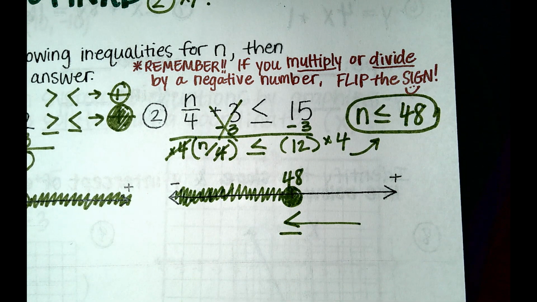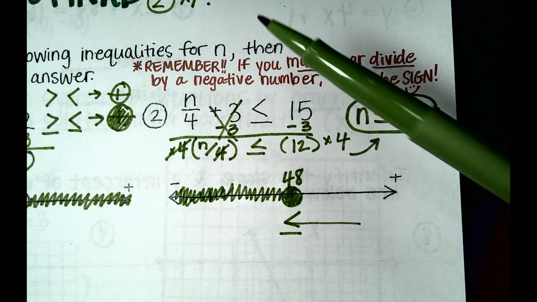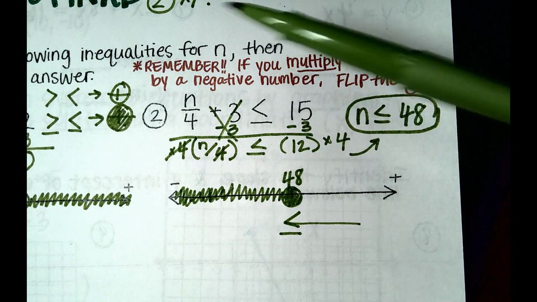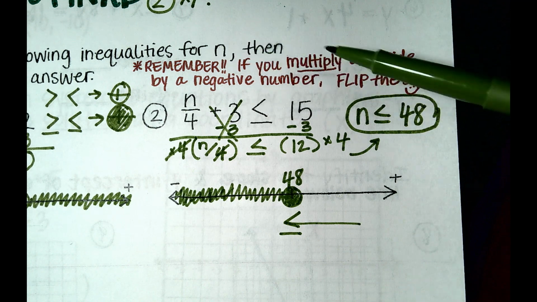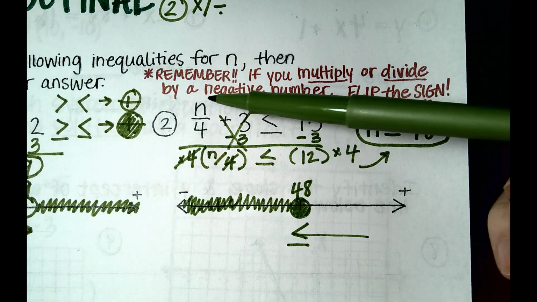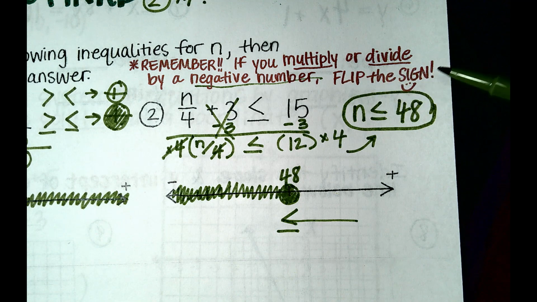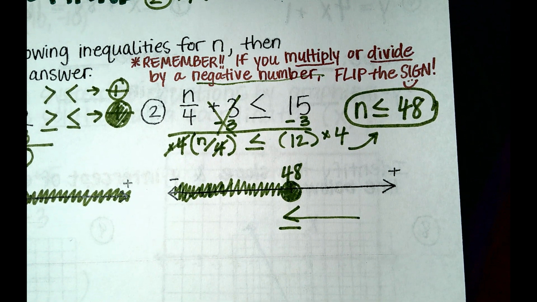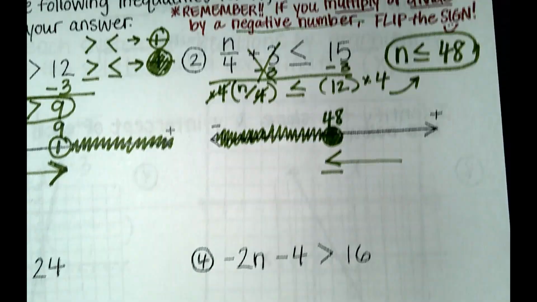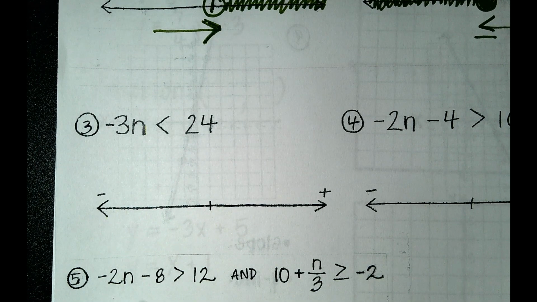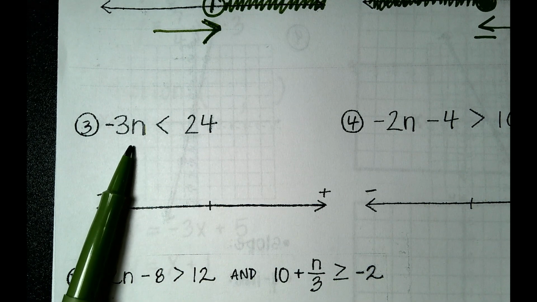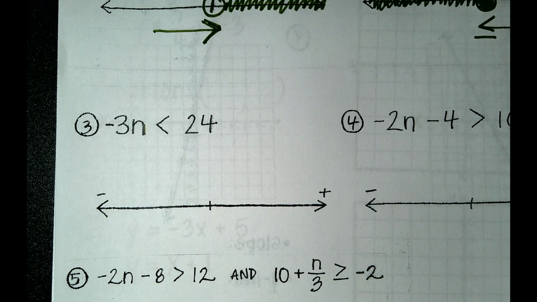Now, when we get to number 3, this is where we're going to need to be really careful. I made sure to write a little note on here. This is only to help you. It says, remember, if you multiply or divide by a negative number, flip the sign. When I say flip the sign, we're referring to the less than, greater than sign. We're going to have to reverse it if we divide by a negative number or multiply by a negative number. So let's look at number 3. Negative 3 times n is less than 24.